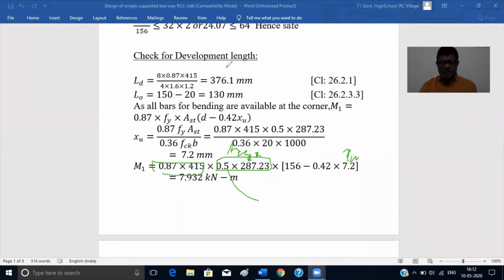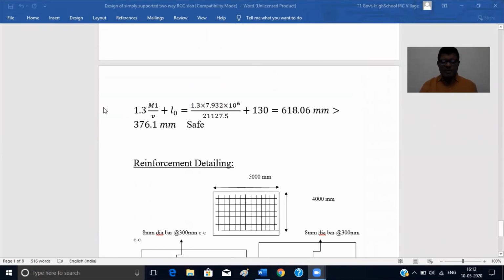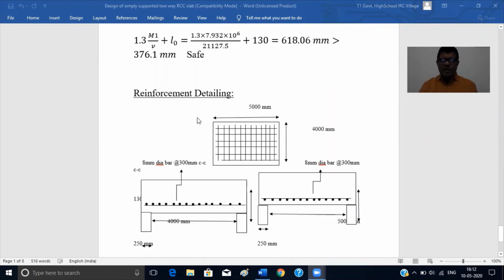Once you find the moment of resistance, use this formula: 1.3 M1 by V plus L0 shall be greater than the Ld value. If it is okay, then set. We have found M1, and V is equal to Lx by 2, with the 30% increase because of the compression induced to the reactions. So this is safe. Now once you complete all the deflection check, development check and shear check, you go for the detailing part.